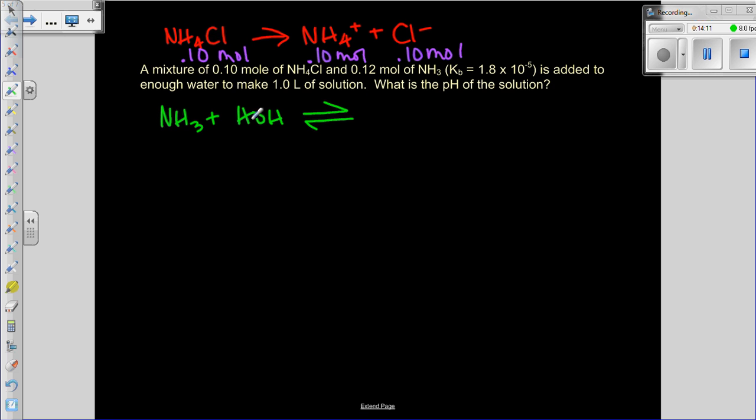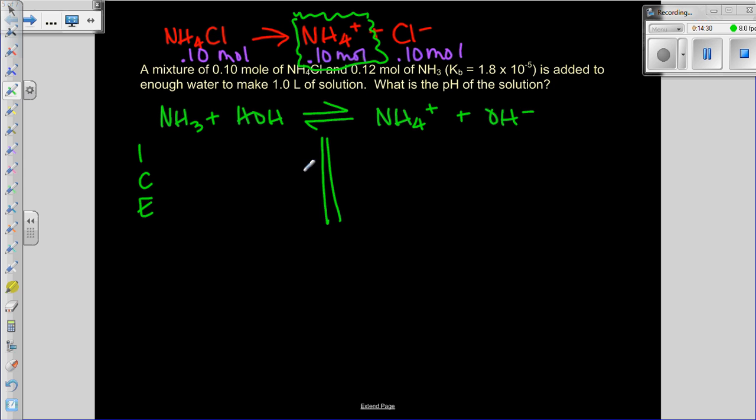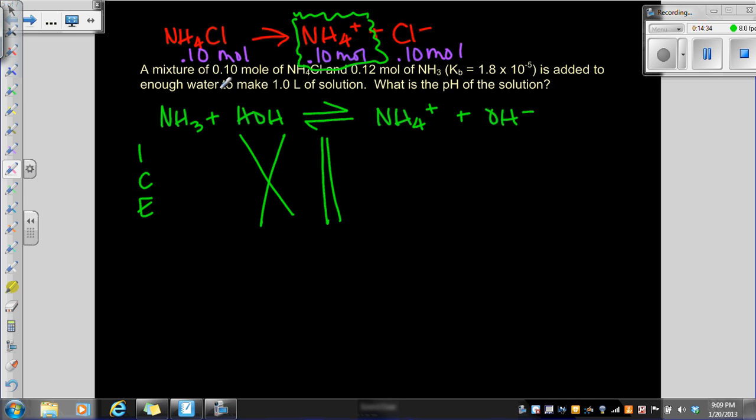So I'm going to write the dissociation reaction with my weak base plus water. In equilibrium, bases will accept protons. That gives me ammonium and hydroxide. If I look up here, I have ammonium right here, and I have ammonium here, so ammonium's my common ion. Set up an ice chart. I'm not including water because it's a pure liquid, and I'm going to substitute what I know.